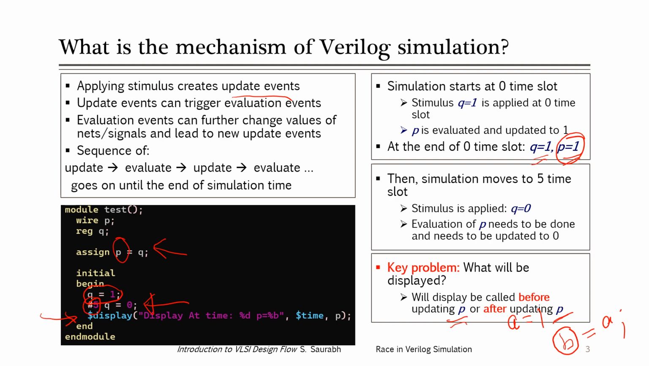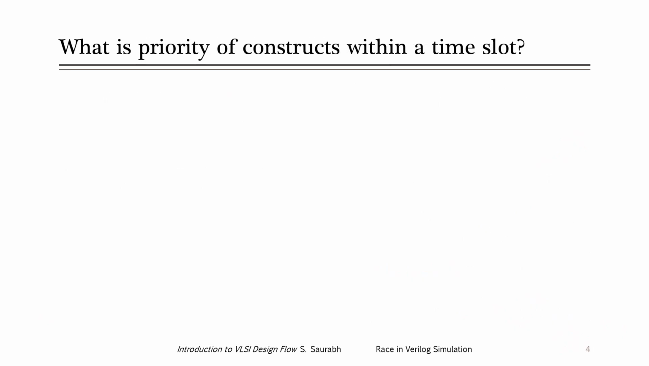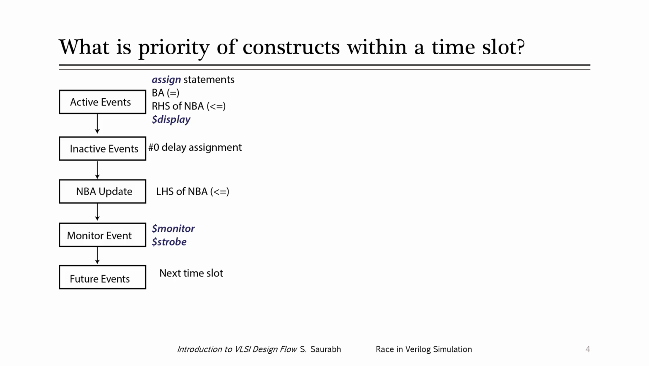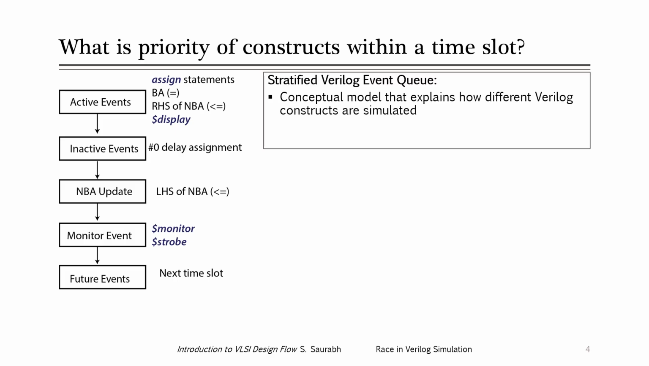Now which of these statements will be executed first, whether display or assign? So to decide that, what Verilog does is that it gives us a stratified event queue, right? Now let us look into the stratified event queue to understand that within a time slot, which construct gets higher priority in evaluating. So this is what is known as the stratified Verilog event queue.